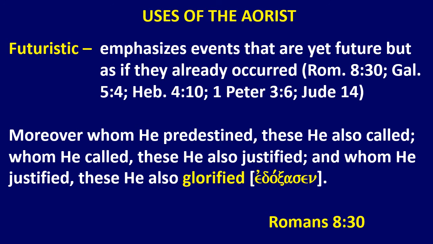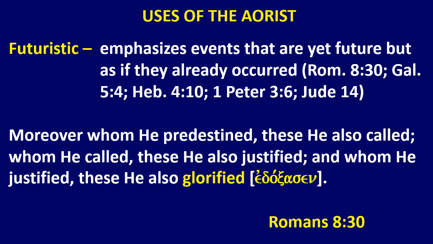Well, the futuristic use is based on the certainty of God's truth or promises, like we see here, that everyone who's been justified, it is certain they will be glorified. And so some future actions are stated with the aorist tense because it's as though they're already accomplished. And we can state it as such in the present. And this is a very clear example of the futuristic use of the aorist.